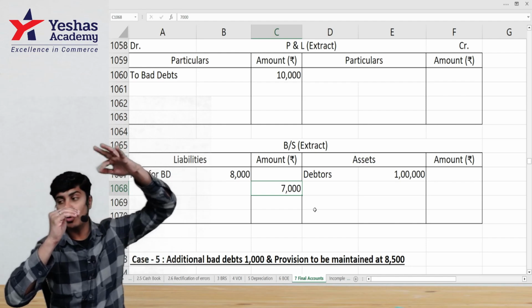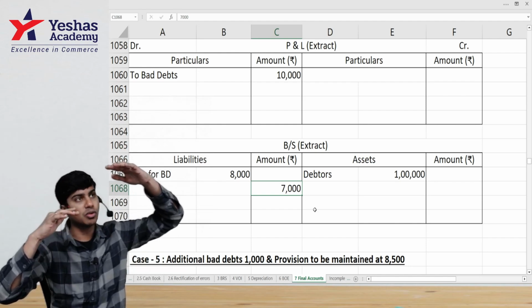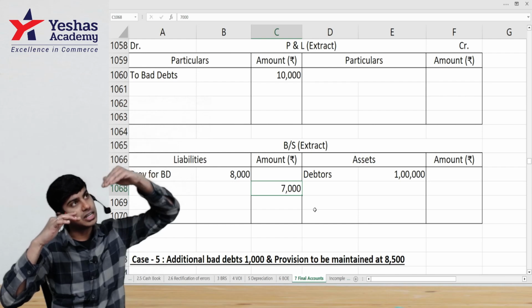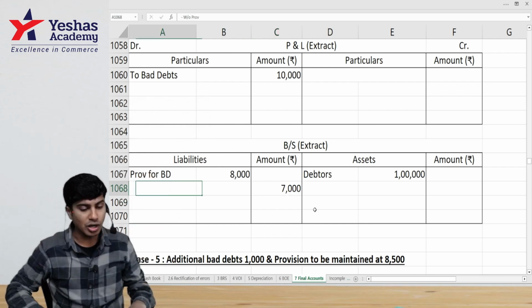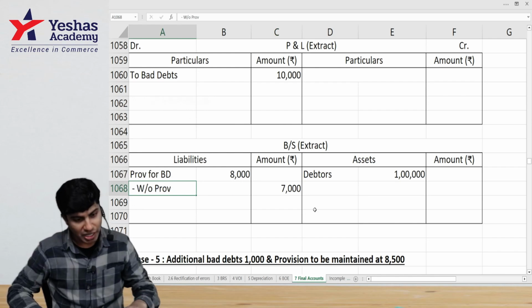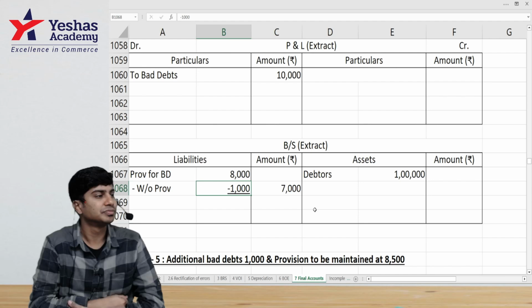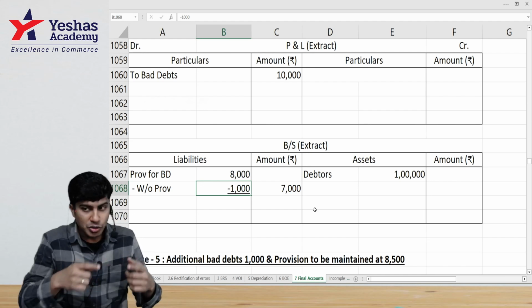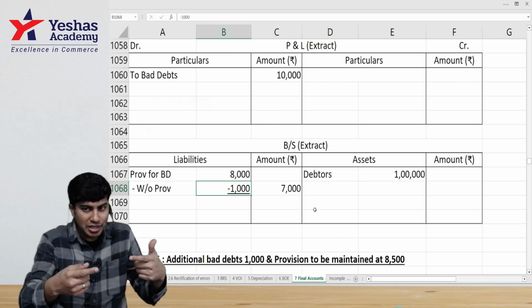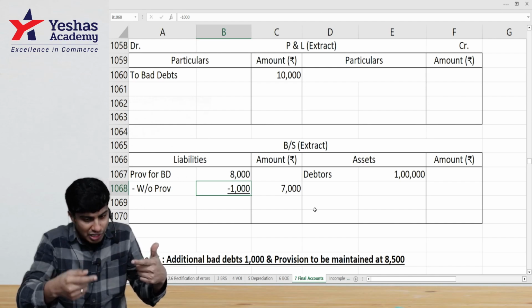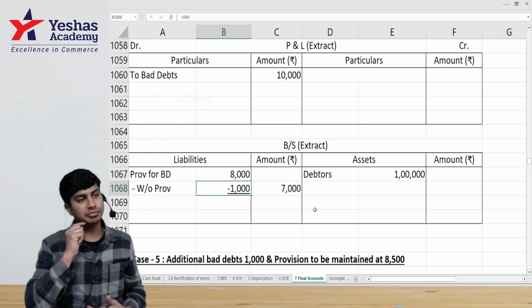What is the existing provision? 8,000. There is already provision of 8,000. I would have to maintain it at 7,000. What should I do? Bring this 8,000 down by 1,000. So it is not creation of provision in this case. We are writing off 1,000 provision. When you create provision, it is an expense and liability. When you write off provision, it will reduce the liability, it will become income.